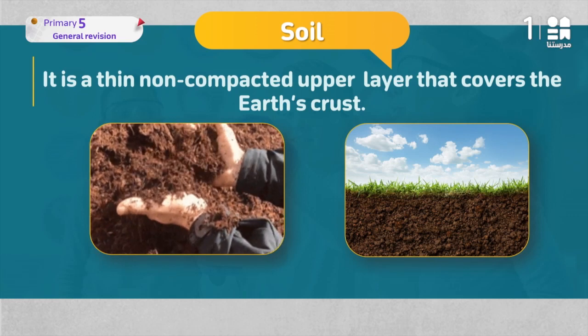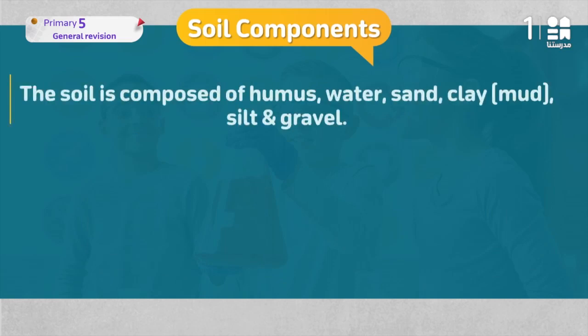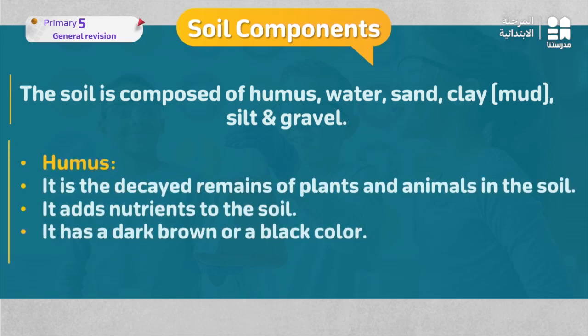طيب مكون من إيه؟ What are the components of the soil? The soil is composed of humus, water, sand, clay, silt and gravel. طيب يعني إيه humus؟ The decayed remains of plants and animals that's inside the soil, mixed in the soil. بتضيف nutrients للsoil, الhumus, and also the color of the humus, it has a dark color, a dark brown or black.